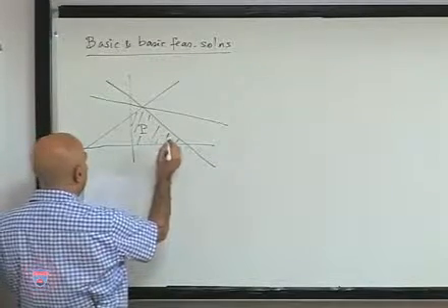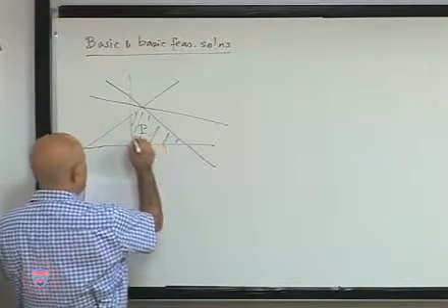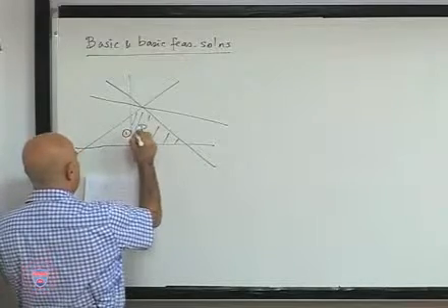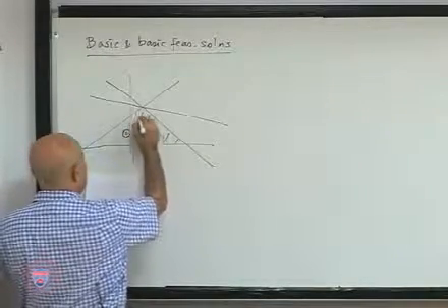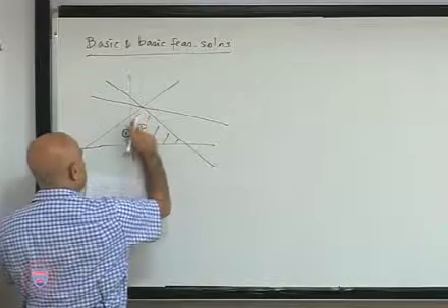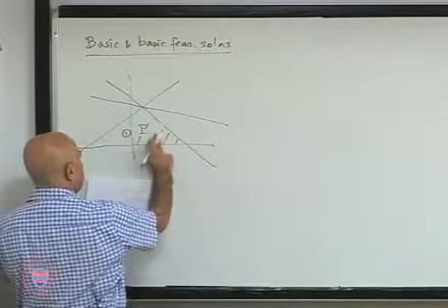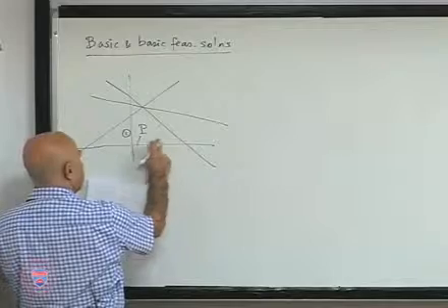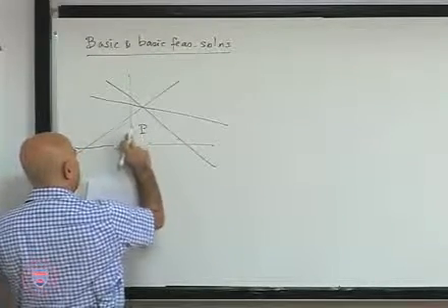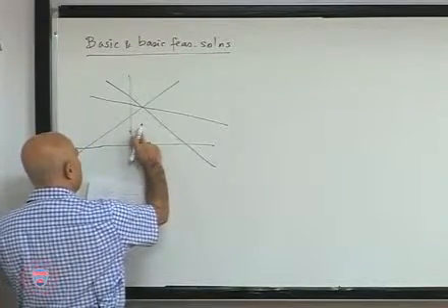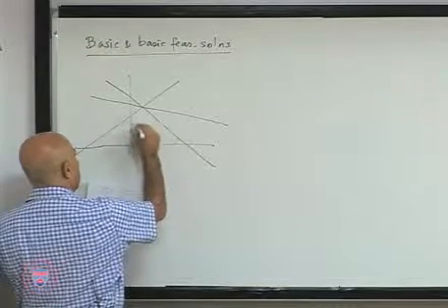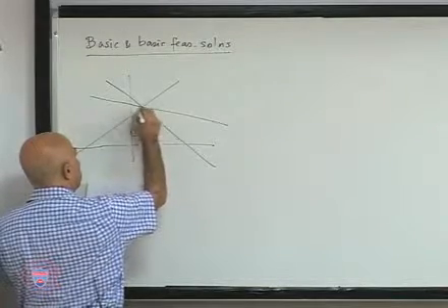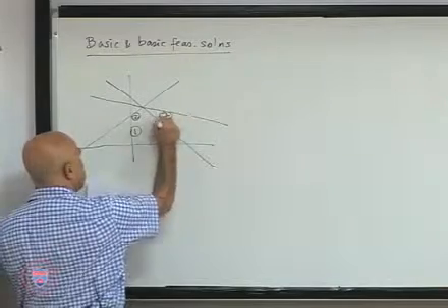And let me just number these constraints. This one is number 1, number 2. Let me write them inside, actually. One, 2, 3.